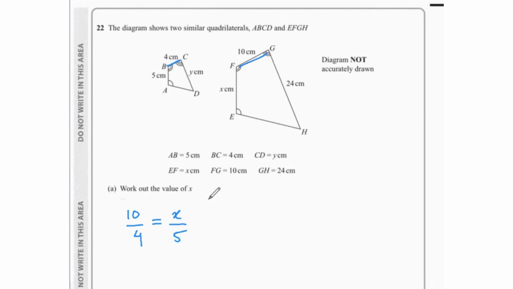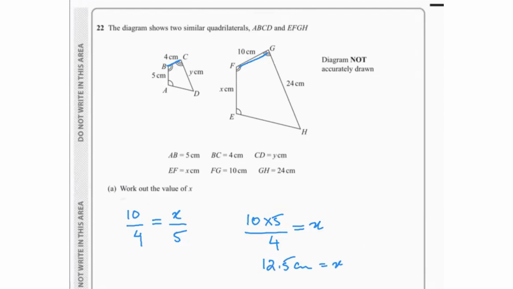Because basically the other shape is being enlarged using a scale factor, and that scale factor is common for all of the lengths. So to find the scale factor, we can divide the new length by the old length. So new length is 10, so 10 over 4 equals the same for the other length, X over 5. So 10 times 5 over 4 equals X. And that gives us 12.5 centimeters for the value of X.